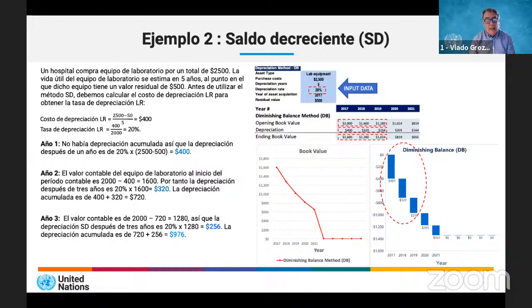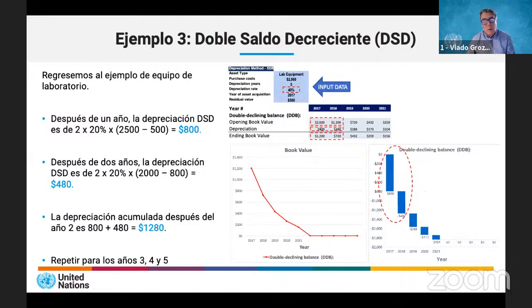So again, Fernando, what do you think is the most suitable method of both of them? What infrastructure assets or types can be used for these two methods?